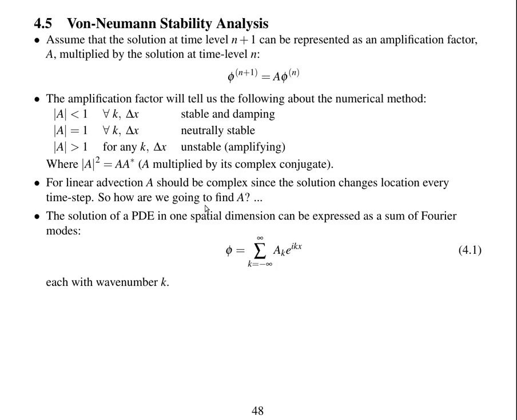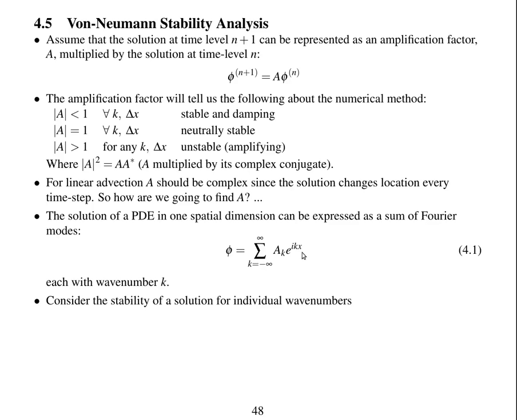We're going to refer back to Fourier analysis. We know that the solution of a PDE in one spatial dimension can be expressed as the sum of Fourier modes. So we assume that phi is equal to the infinite sum of Fourier coefficients multiplied by Fourier modes. So it's a sum of waves with different wave numbers k. And we're going to consider the stability of the solution for individual wave numbers.